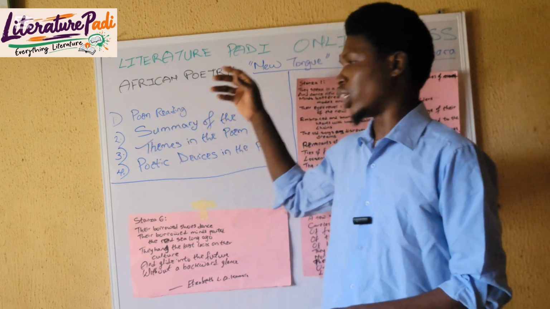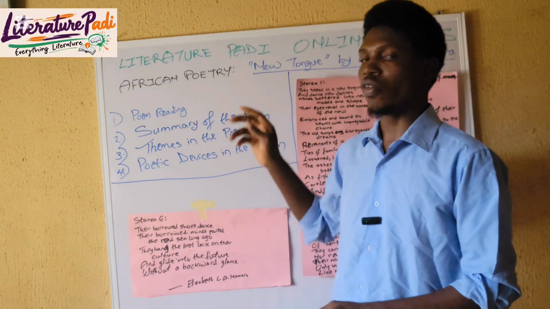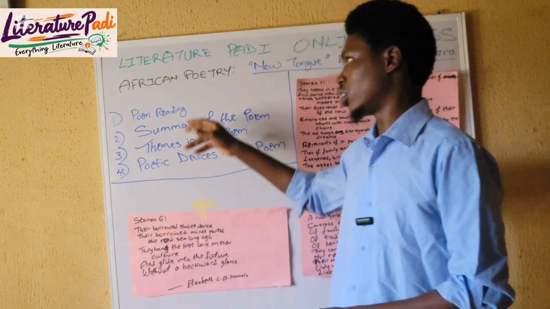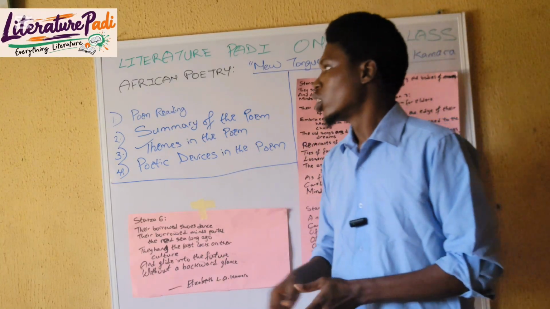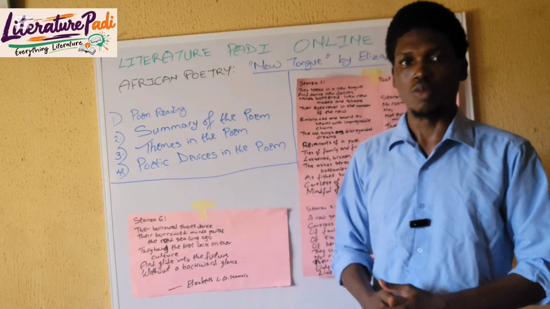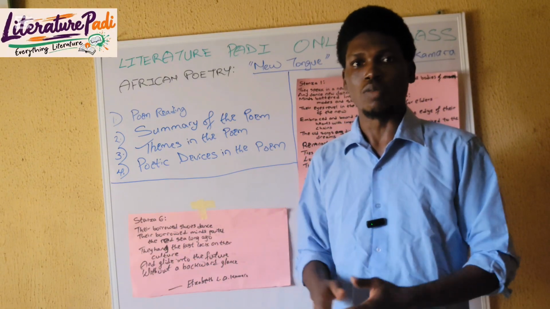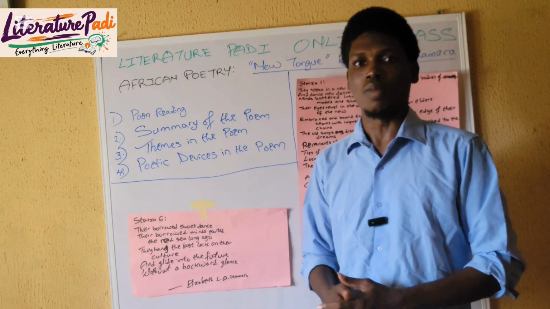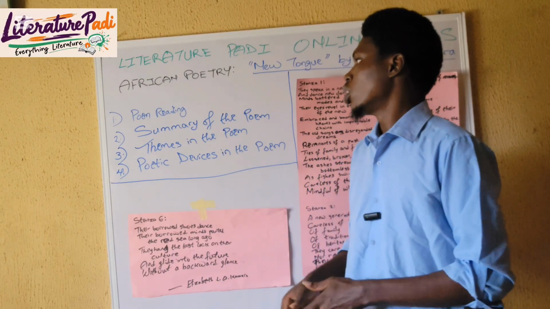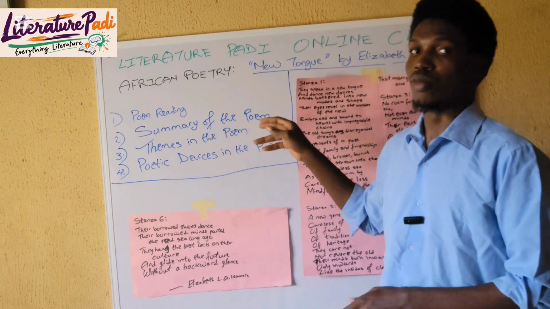This particular lesson is sectioned into four phases. The first phase is a poem reading where we will be reading the poem. The second phase is the summary of the poem where we would delve into what the poem is all about, the inspiration behind the writing of the poem, and then of course the background of the poem. Then the third phase would be the themes in the poem.